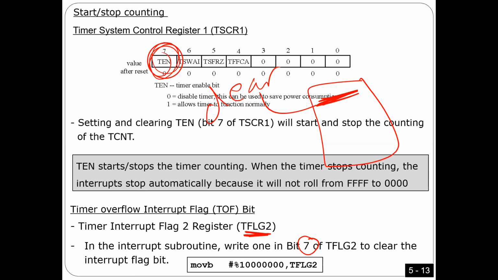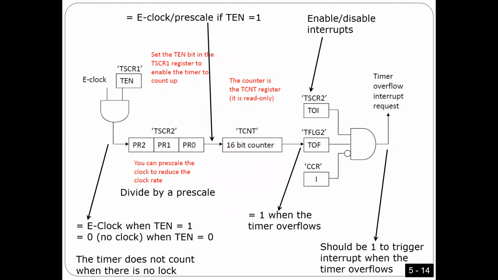The only exception, as I said before, is IRQ. This bit is automatically cleared, right? But for RTI, you have to write an instruction to clear it. Same thing here. You have to write this instruction to clear this bit once you serve the interrupt. That's why this one has to be in the interrupt subroutine.